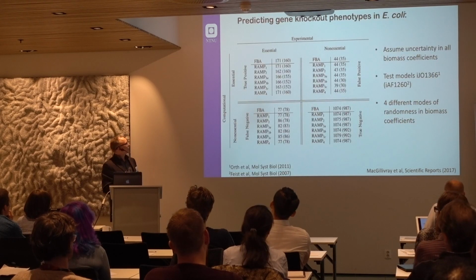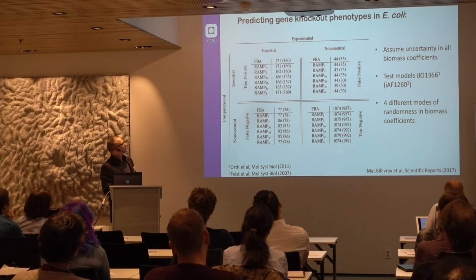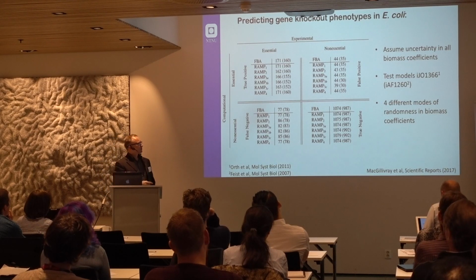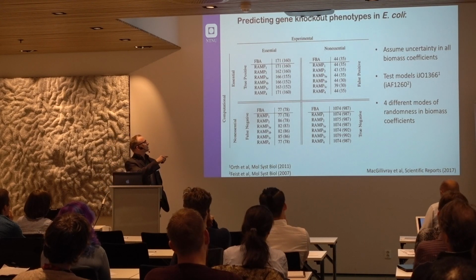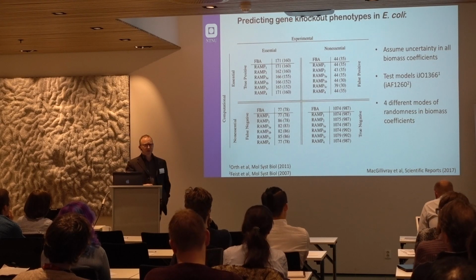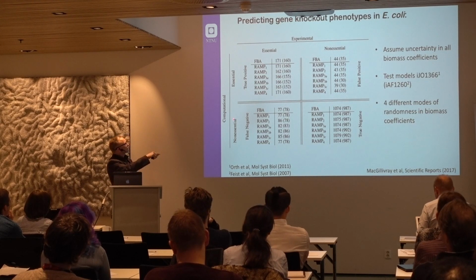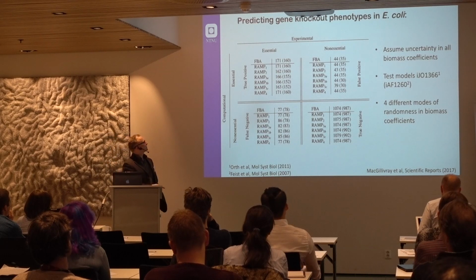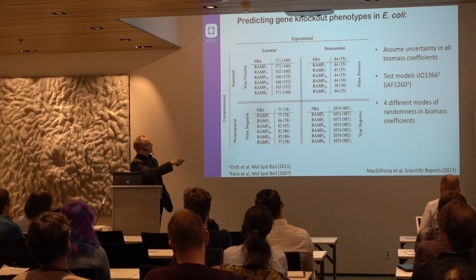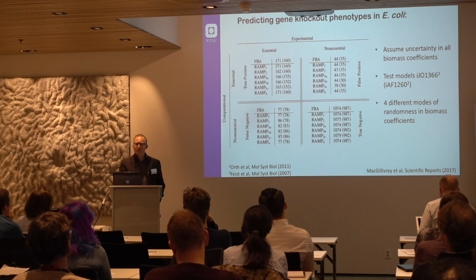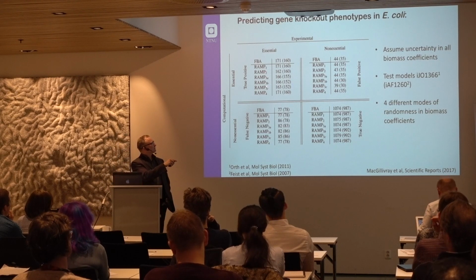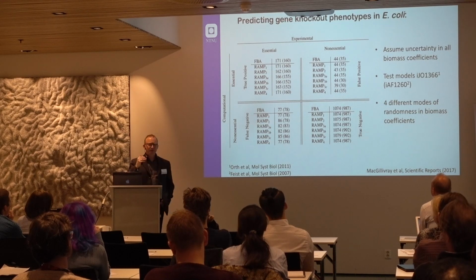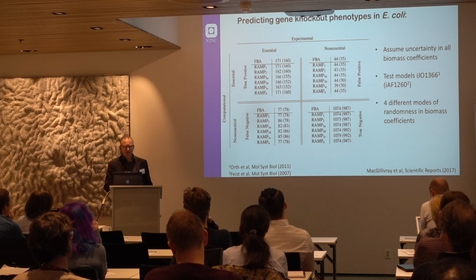In addition, we can also predict gene knockout phenotypes. So we're testing it against experimental data for E. coli. And here are the computational predictions. FBA is the first line, and then we implemented 4 different ways of doing uncertainty in the biomass coefficients. RAMP 1, 2, and 3 ABC, that's just 3 different levels of uncertainty.